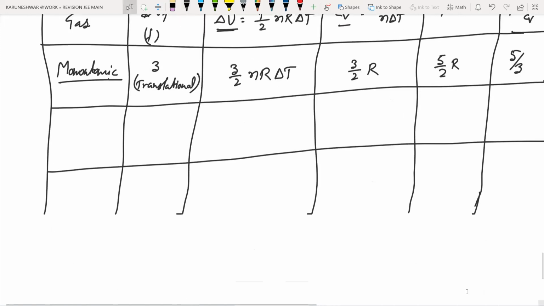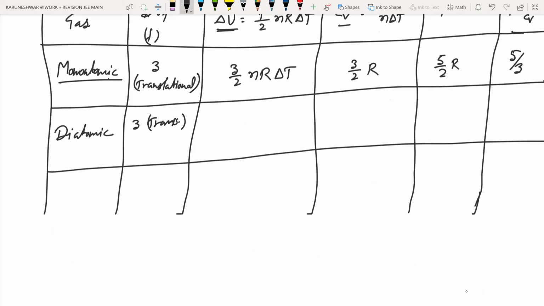Then you have diatomic gas. If it is a diatomic gas, then we have 3 translational energy and then 2 rotational energy. So this will be 5 only. Here you can write 5 by 2 nR delta T. This is the change in internal energy. And then we have the Cv value, 5 by 2 times R, and then Cp is 7 by 2 times R, and then gamma is 7 by 5.